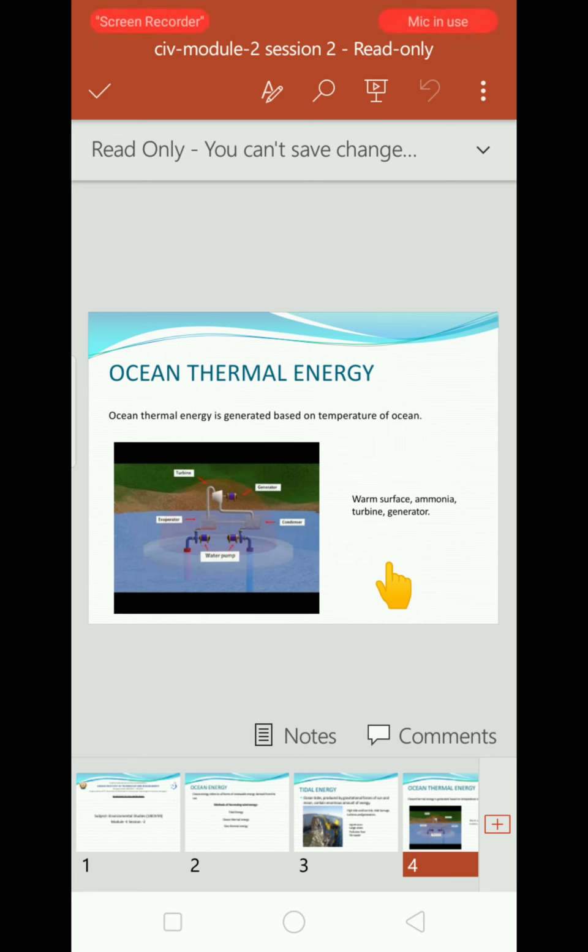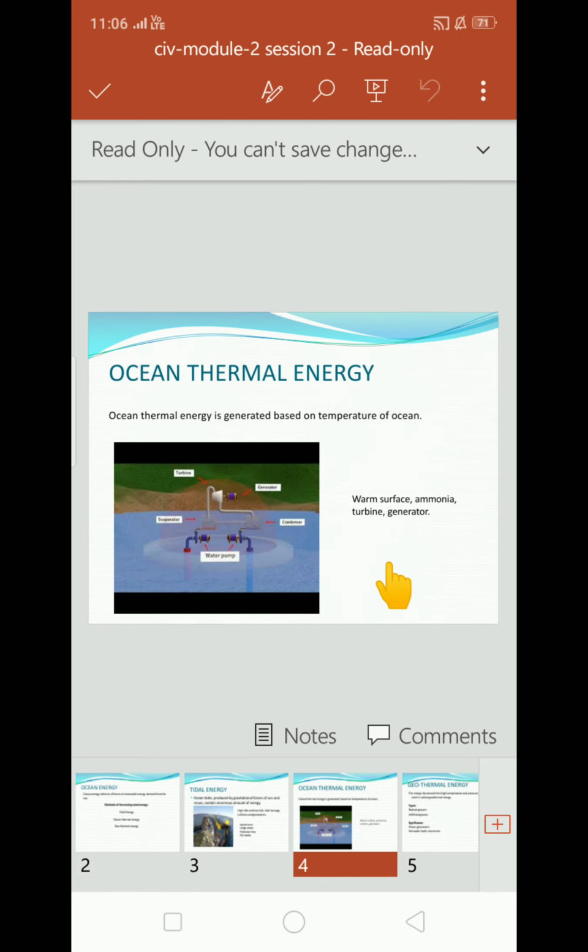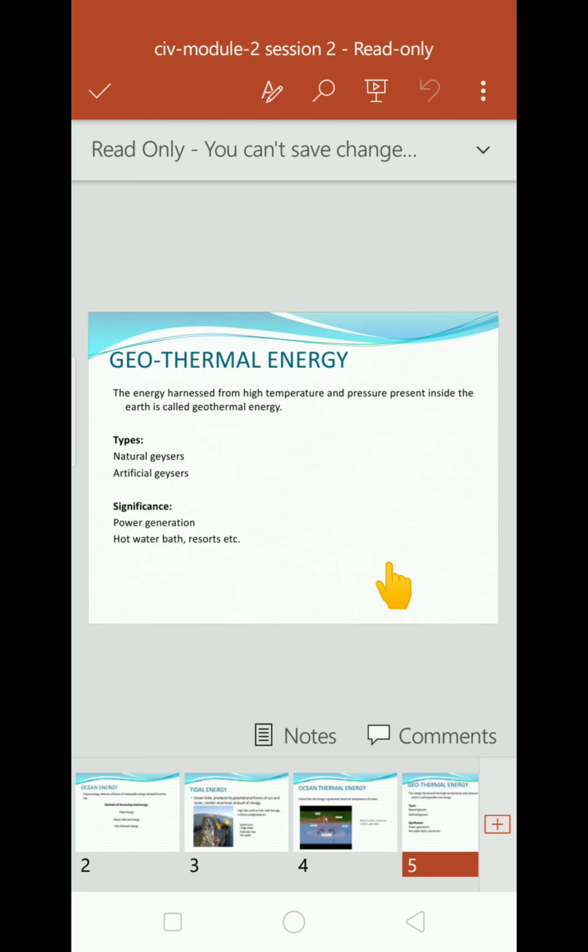Okay, next one, geothermal energy. First we studied ocean thermal energy, and next is geothermal energy. The energy harnessed from the high temperature and pressure present inside the earth is called geothermal energy. It is nothing but due to volcanic eruption. Some volcanic eruption gives some kind of energy, and that energy we call geothermal energy.